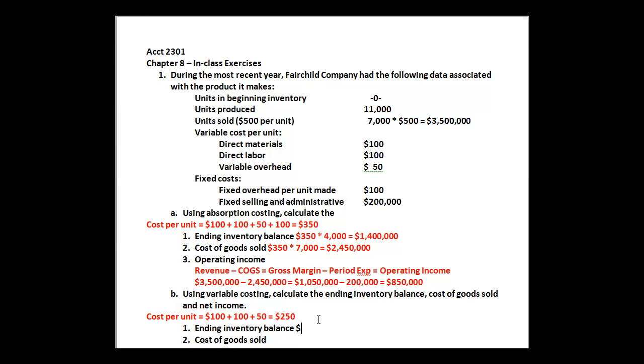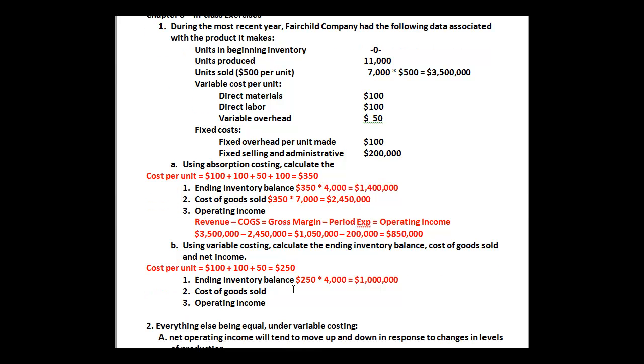So for ending inventory, your cost per unit is $250. Again, we still have 4,000 units that we did not sell, so that leaves you with an ending inventory balance of $1 million. Then for cost of goods sold, same thing, it's the cost of the good, so $250 a piece, times the number of units that you sold, which are 7,000. So that's going to give you cost of goods sold of $1,750,000.